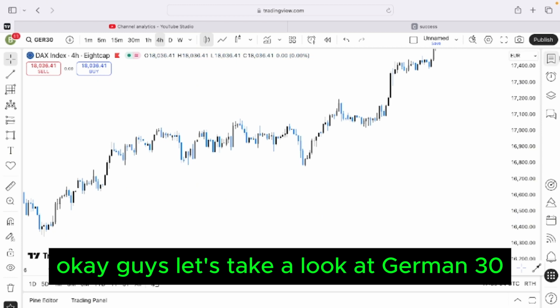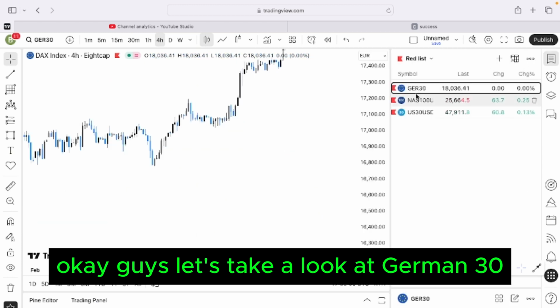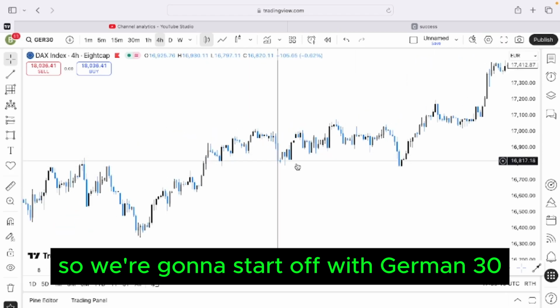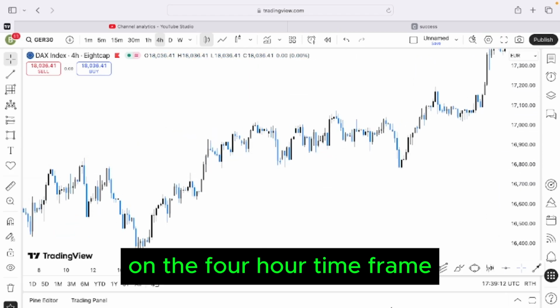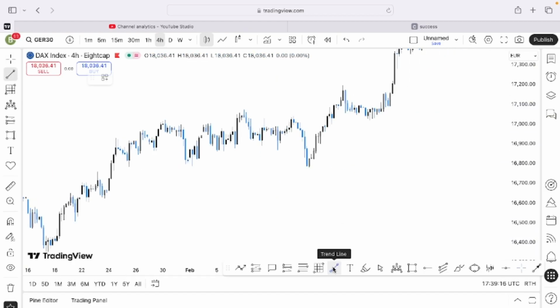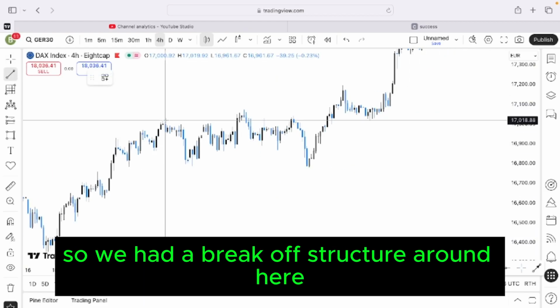Okay guys, let's take a look at German 30, NAS 100 and US 30. So we're going to start off with German 30 on the 4-hour time frame. And the structure that I'm going to use, I'm going to start from here so that you can understand. So we had a break of structure around here.